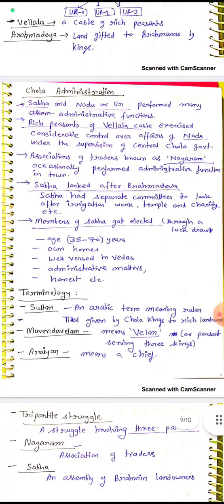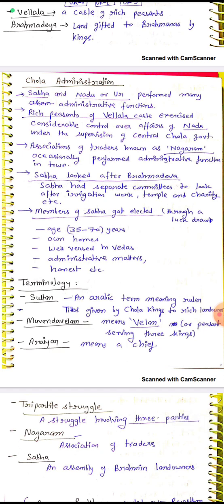Now talking about the Chola administration, Sabha and Nadu or Ur performed many administrative functions. The rich peasants of Velala caste exercised considerable control over affairs of Nadu under the supervision of the central Chola government. There was an association of traders known as Nagaram. Nagaram were basically the association of traders. They occasionally performed administrative functions in towns.